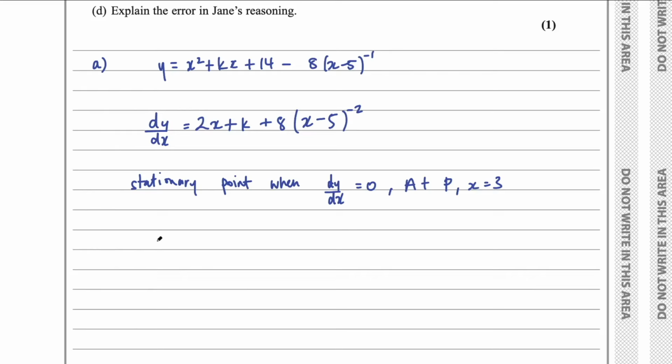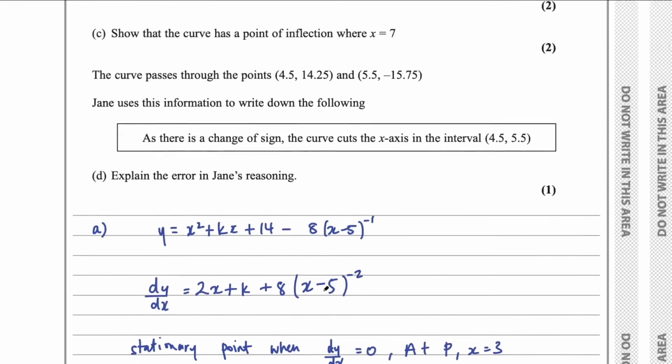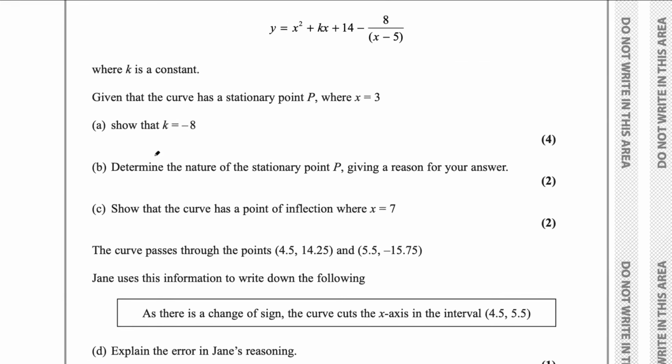So we would have 2 times 3 plus k plus, now I might write this as 8 over 3 take 5 squared, and this equals 0. So then we have 6 plus k plus, this would be 3 take 5 is negative 2, squared is 4, 8 divided by 4 is 2, equals 0. So then k is going to equal negative 8. All right, so we have our value of k to be negative 8, which is what they asked us to show.